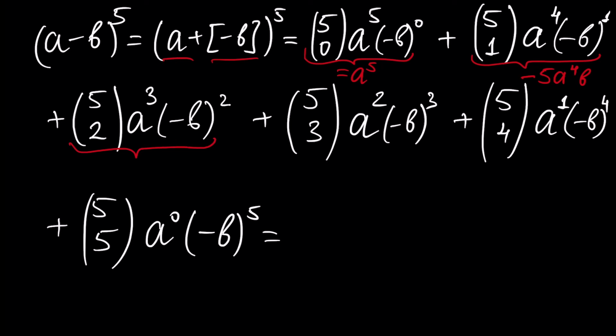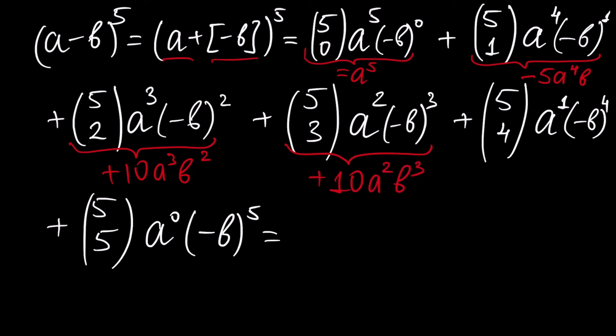Here 5 choose 2 will be 10. It will be 10 a to the power 3 and b to the power 2. 5 choose 3 will be equal to 5 choose 2. This is also 10, a squared and b cubed. And since we will have minus here, we write minus 10 a squared and b cubed.